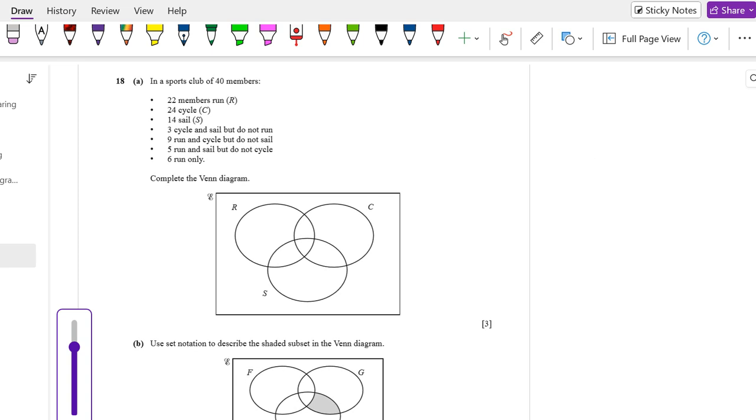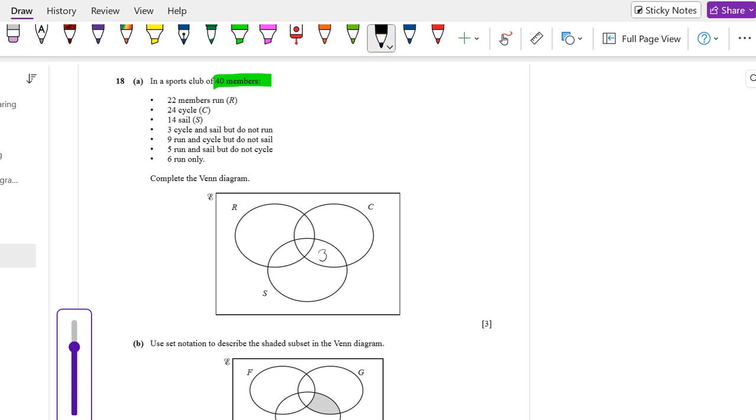We have total of 40 members. 20 members are total in run. So this entire thing will include 20 people. This is total of 24. This is total of 14. 3 cycle and sail, but do not run. Cycle and sail just this portion.